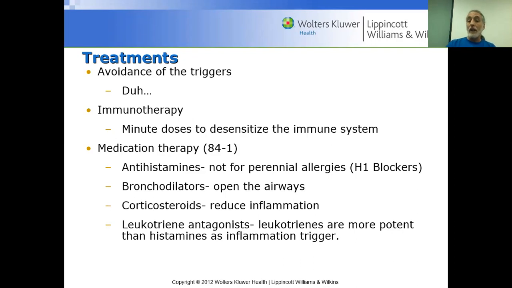We have bronchodilators. Open the airway, because if you don't have A, B, and C don't matter. Corticosteroids to reduce inflammation. And leukotriene antagonists. Leukotrienes are incredible inflammation triggers, and if you can block the leukotrienes, you can block much of the inflammation.